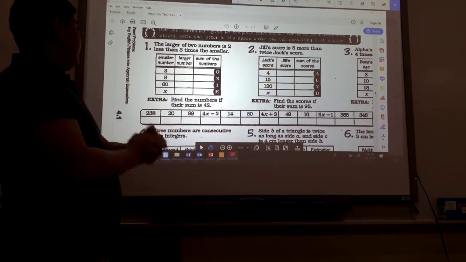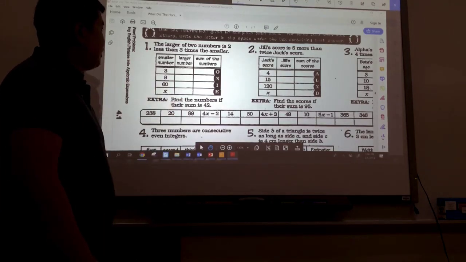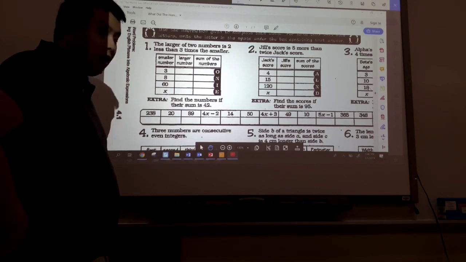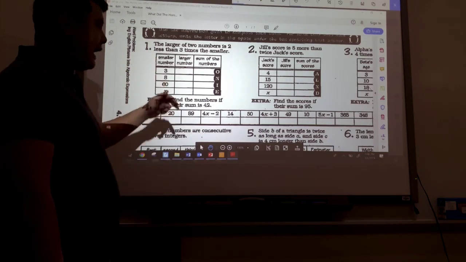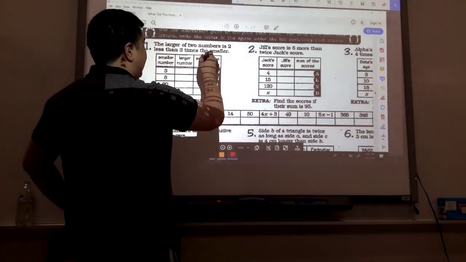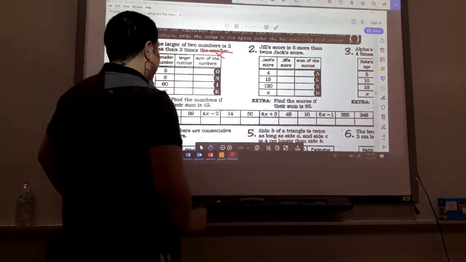As we've covered previously, the first question: the larger of two numbers is 2 less than 3 times the smaller number. Okay? So according to this chart, the smaller number should be x. So I'm going to cross out the smaller number and replace it with x.